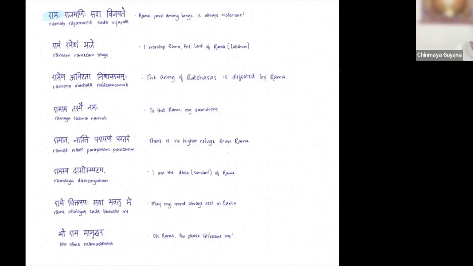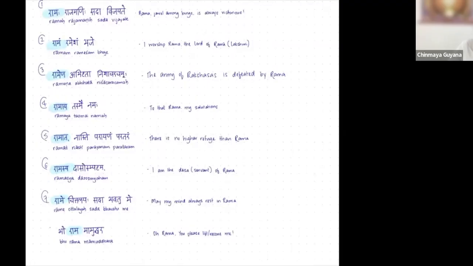Ramaha, Ramam, Ramena, Ramaya, Ramat, Ramasya, Rame, He Rama. Every single case of the Rama table comes in this shloka. And it comes in order. First case, second case, third case, fourth case, fifth case, sixth case, seventh case, eighth case. Now you might say, well, I got up to 7, but I didn't see 8. I didn't see Hey Rama.